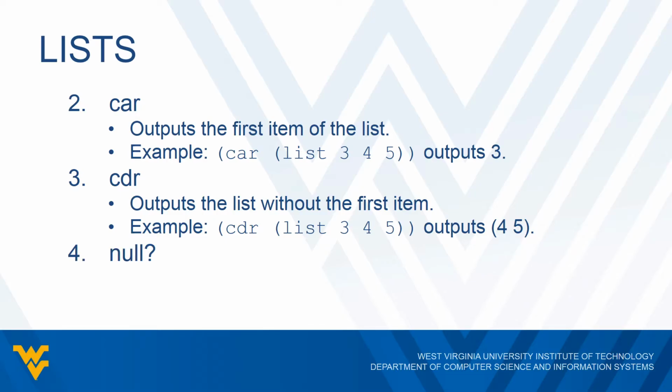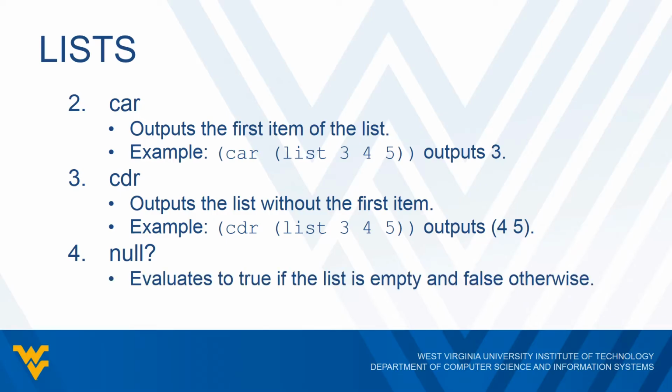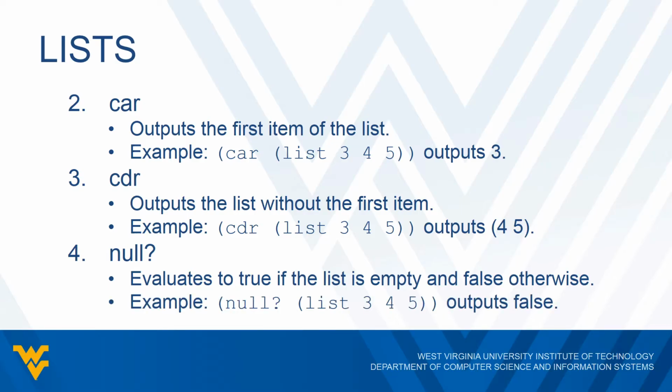There's one more we'll take a look at, which is called null with a question mark. Yes, that is intentional. This has a single list as its argument, and it evaluates to true if the list is nil or empty, and evaluates to false if the list is non-empty. So for example, if we did null and then passed list 3 4 5 as the argument, it's going to output false.